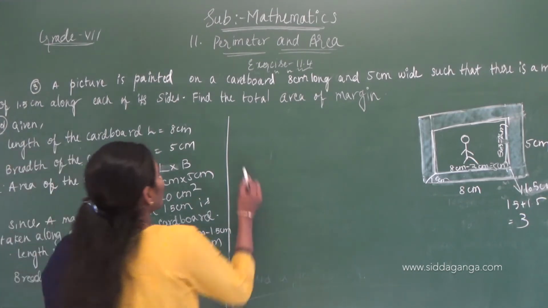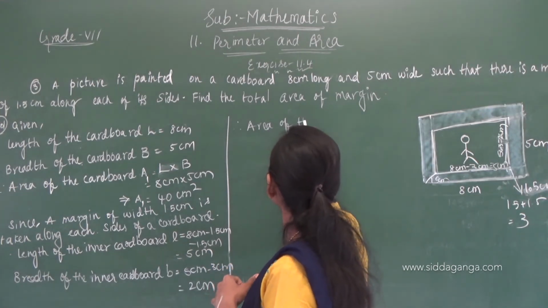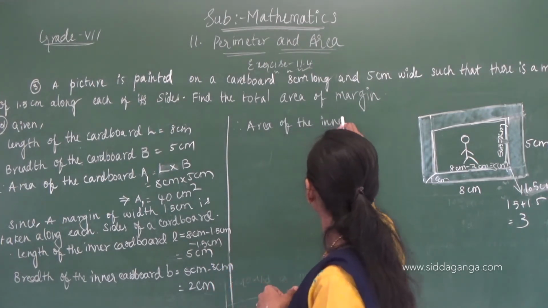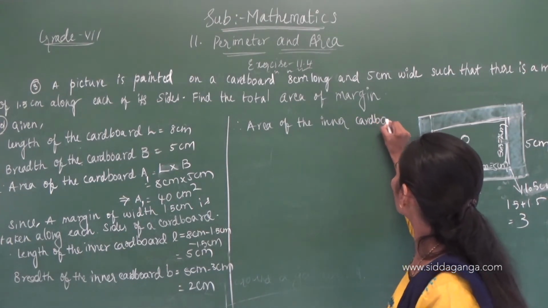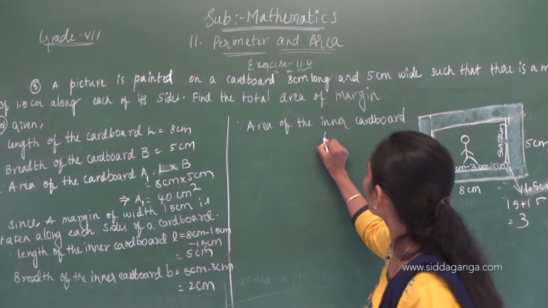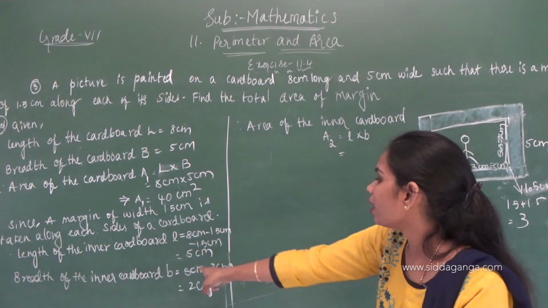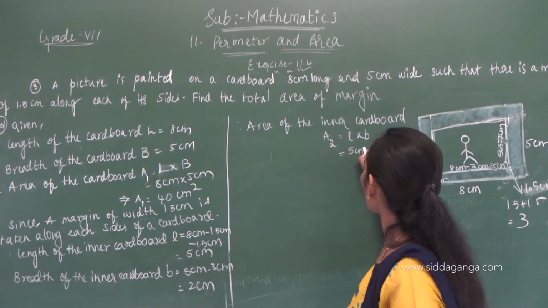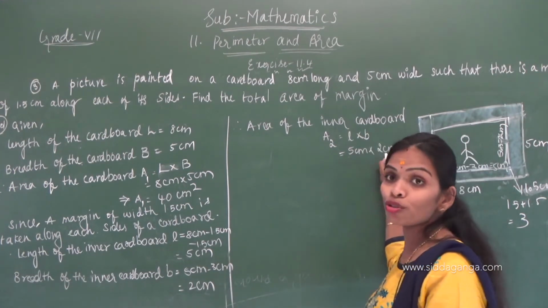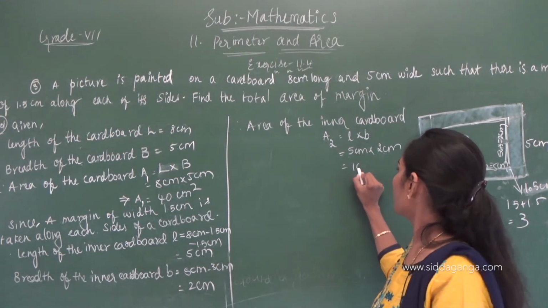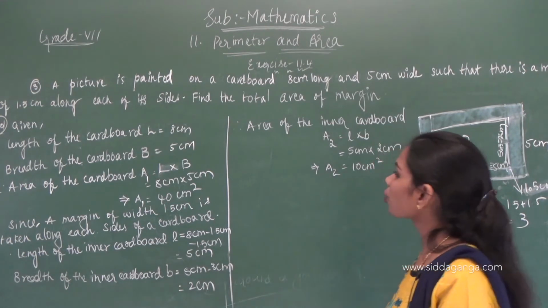2 centimeters. Therefore, what do we have to find now? The area of the inner cardboard. We define it with the symbol A2 equals L into B. What is the value of L here? 5 centimeters into the value of B, which is 2 centimeters. What is 5 into 2? 5 into 2 is 10 centimeter square. Correct, children?